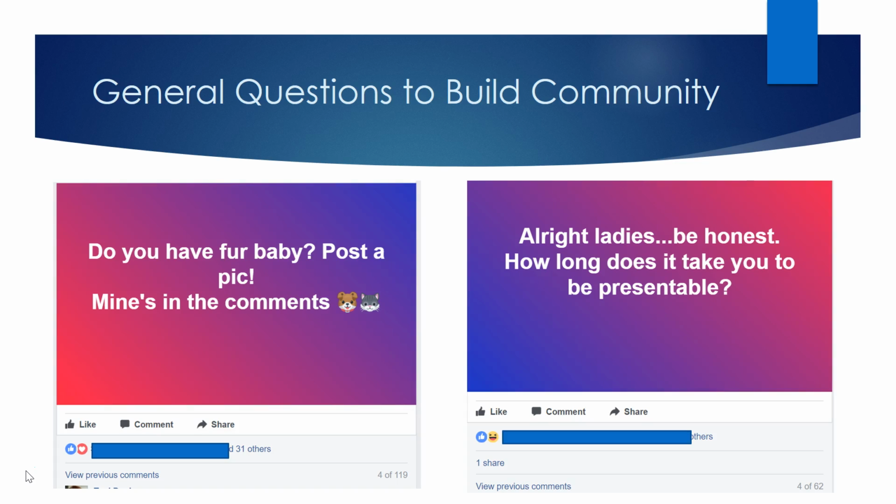Now, you can see I actually had over 120 people. It was 119 when I took the snapshot, but I had more than that. What was really cool about this post is people were interacting with each other. They weren't just posting their own pic and moving on. They were going back and commenting on other people's pics, and they were having conversations among themselves. So this is a great community building question.